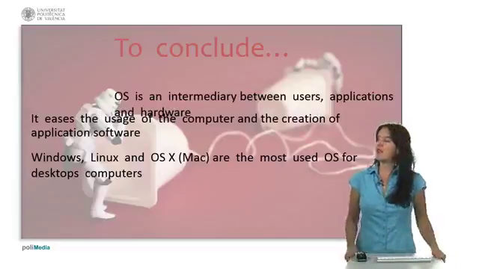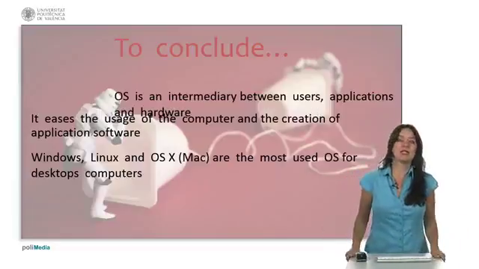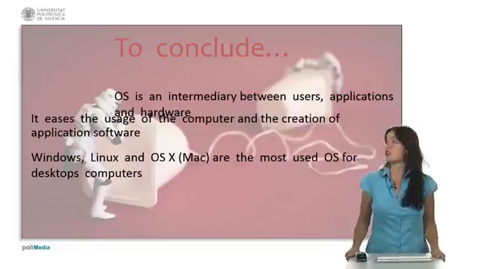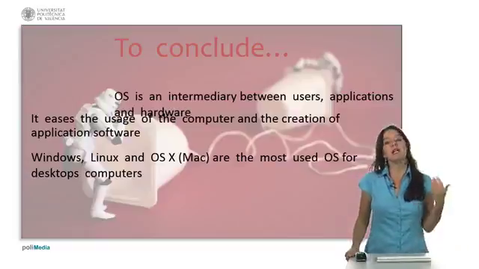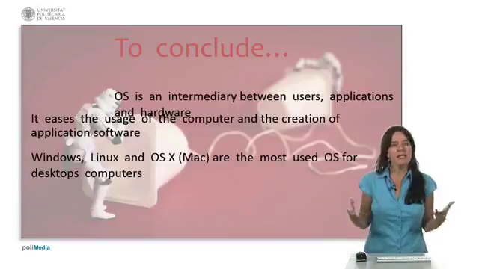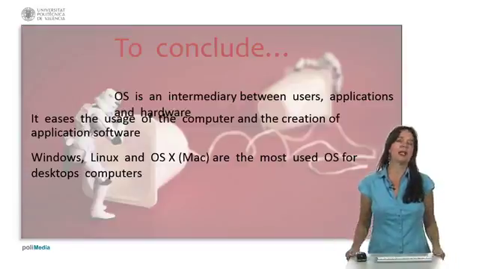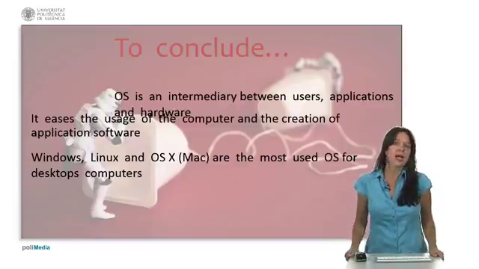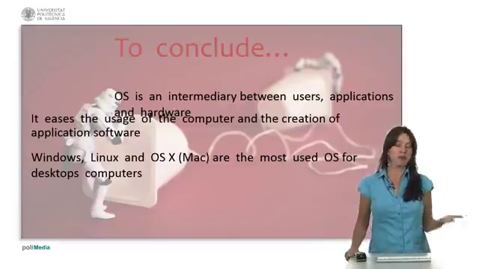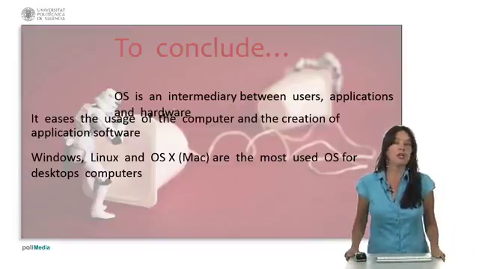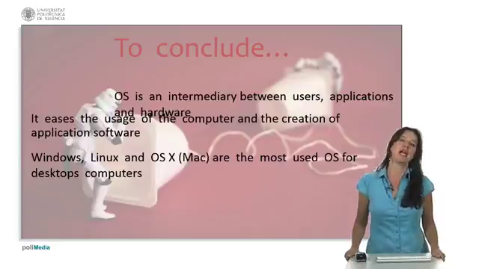To conclude this video, an operating system is an intermediary between users, applications and hardware. It eases the use of a computer and the creation of application software. And the most used operating systems that we nowadays know for desktops are Windows, Linux and OS X for Macintosh.